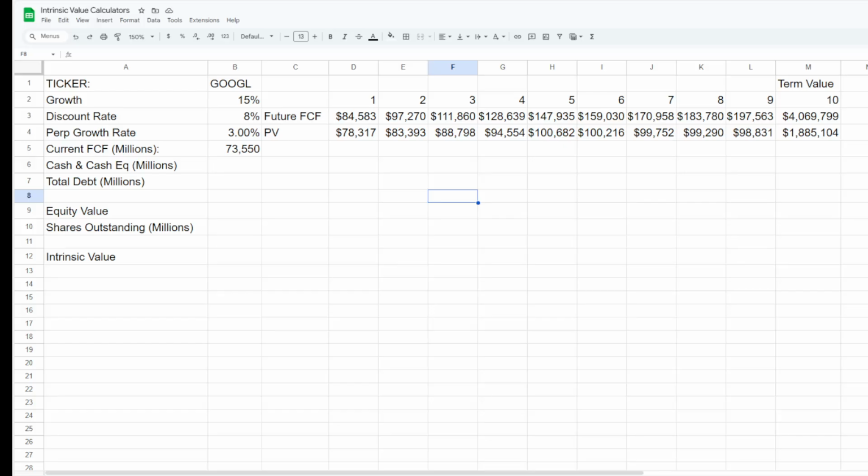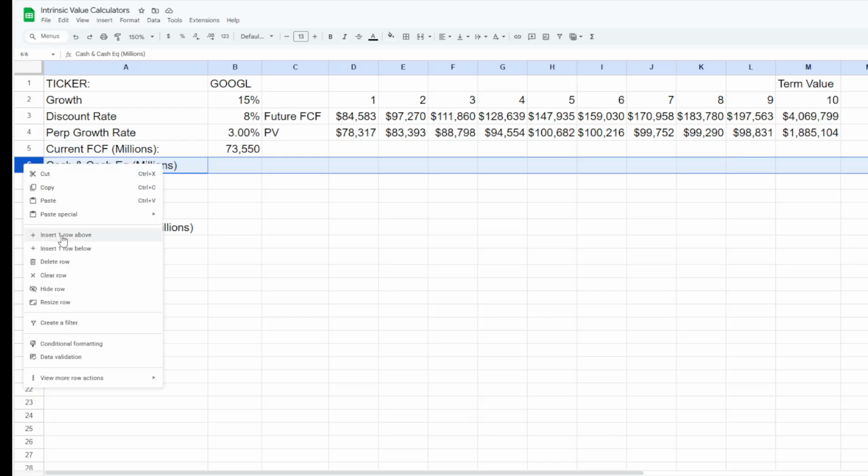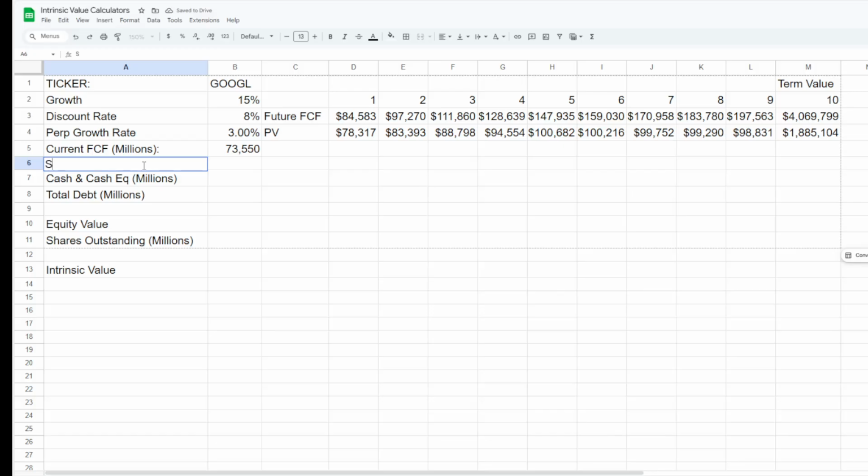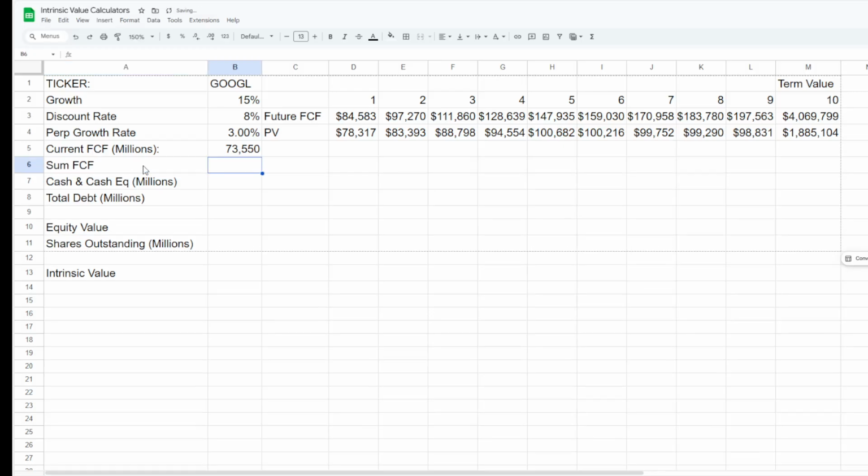So now we want to see what is the intrinsic value of Google. Now, before we do that, I realize we're missing one thing here. So I'm going to right click on row 6. I'm going to insert one row above. We're going to do the sum of the free cash flows. Okay. So what we want to do is add up all of these present values of all the future cash flows. All right. So equals sum, parentheses, and I'm just going to click and drag all of these values. And that gives us all of the free cash flow for the future in perpetuity. So since we've computed the terminal value, we add all those up and we get about $2.7 trillion is the sum of all the future free cash flows.